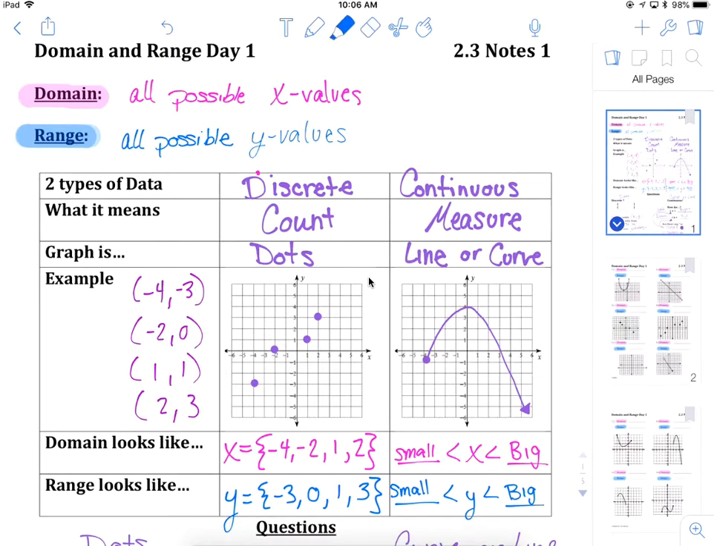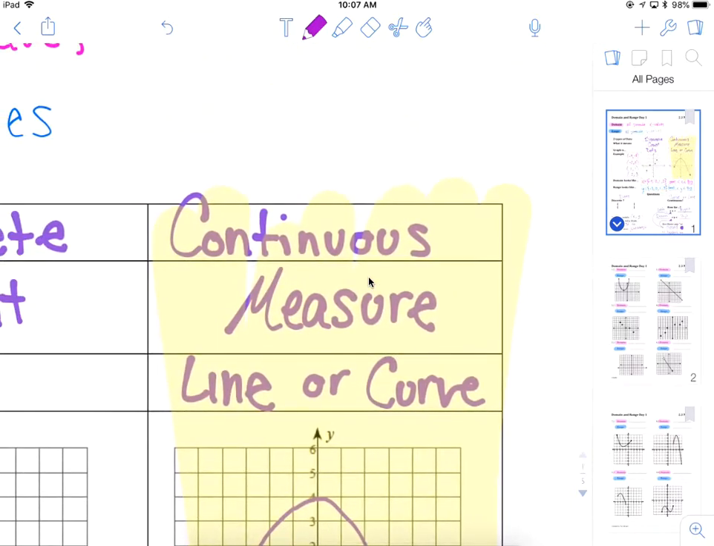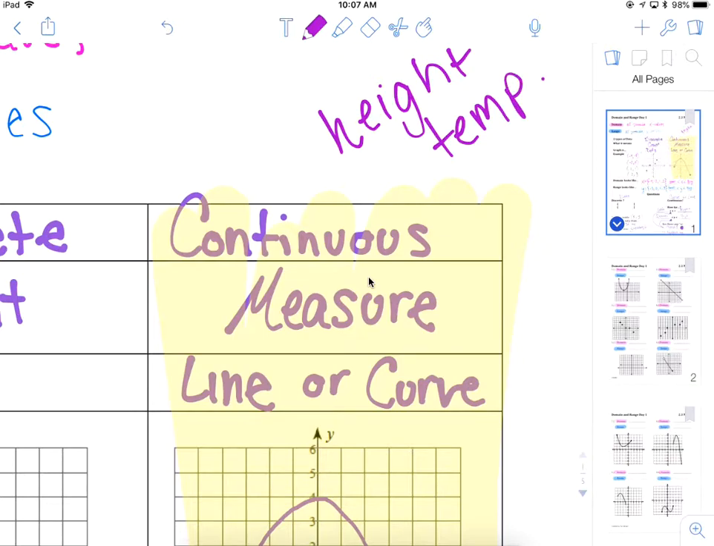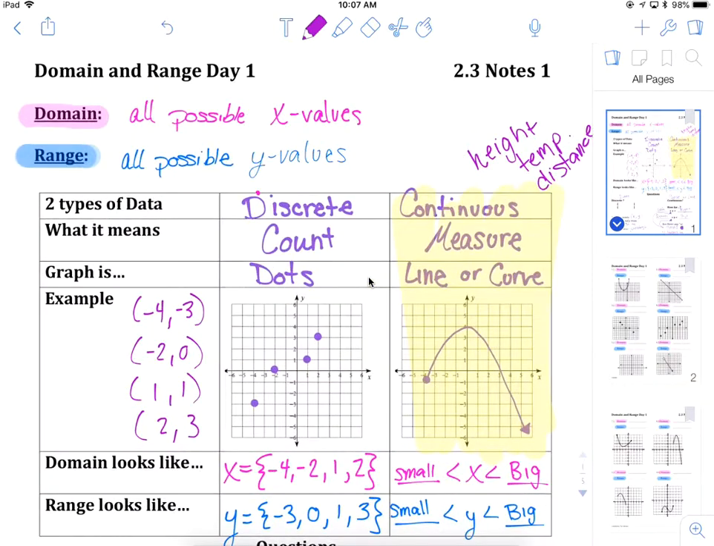The second kind we have is continuous. So let's talk about continuous for a second. Continuous data is anything that you can measure. So a few examples of continuous would be like the height you are growing up. It could be like the temperature outside. It could be like the distance that you're going to drive on a road trip. All of those are things that you would have to measure. Okay? You don't need to write that down. If you did, that's okay. But they're anything that you can measure.